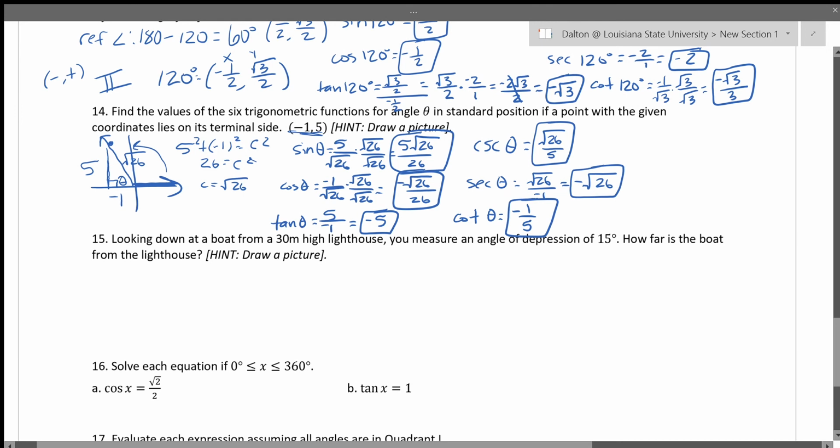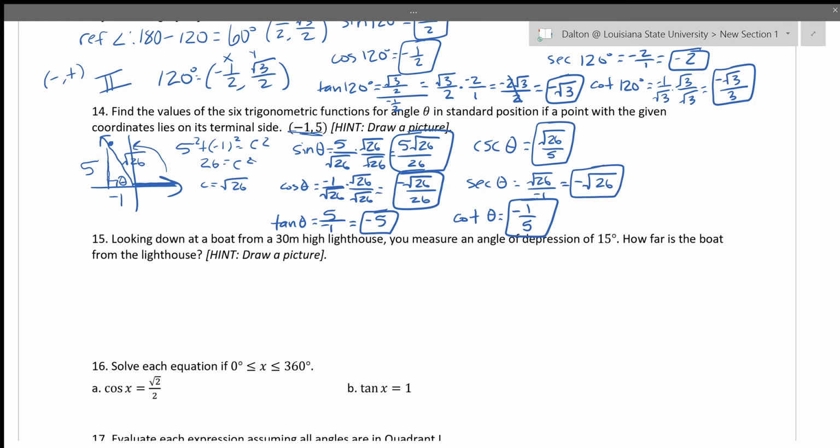For 15, it says, looking down at a boat from a 30-meter high lighthouse, you measure an angle of depression of 15 degrees. How far is the boat from the lighthouse? And of course, draw a picture.